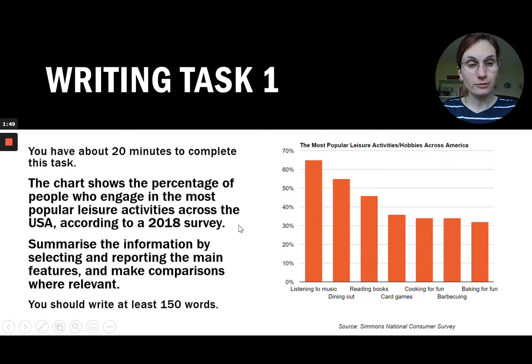It's about free time activities or hobbies, leisure activities across America. So this is the statement. The chart shows the percentage of people who engage in the most popular leisure activities across the USA according to a 2018 survey. Summarize the information by selecting and reporting the main features and make comparisons where relevant. So pretty standard writing task 1 question. So let's look at it in more detail.